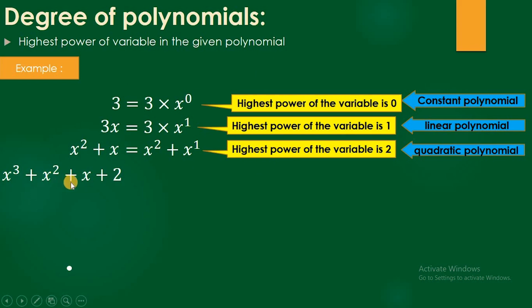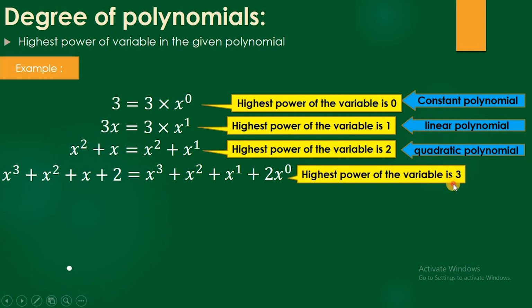Similarly, if you write x cubed plus x squared plus x plus 2, it can be written as x cubed plus x squared plus x raised to the power 1. And with 2, here we have x raised to the power 0. Therefore, the highest power is 3. So it is called a cubic polynomial.